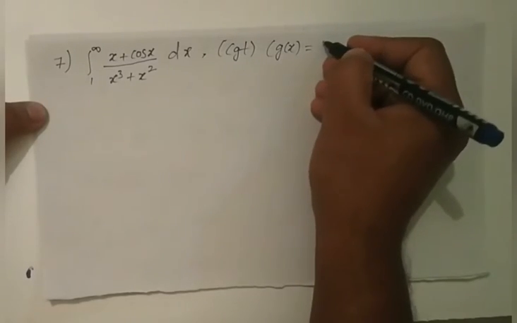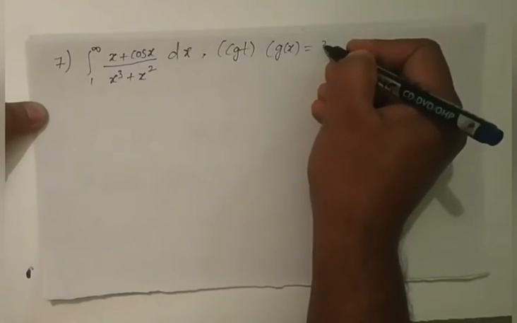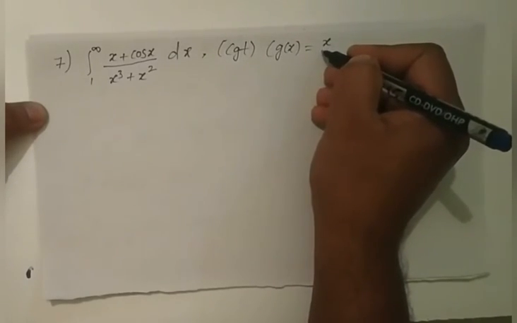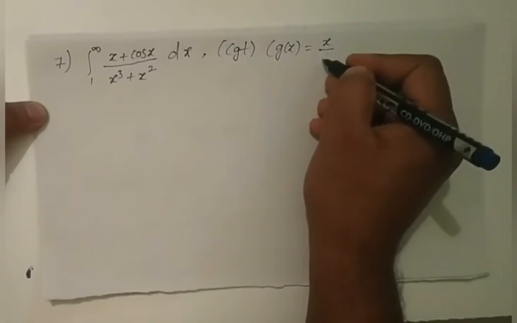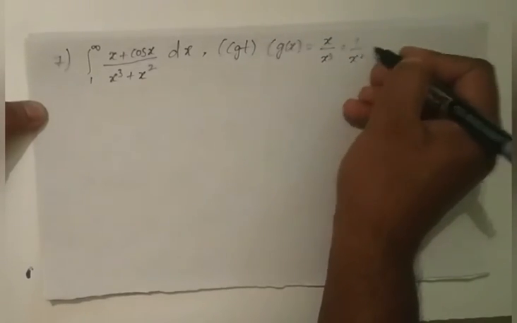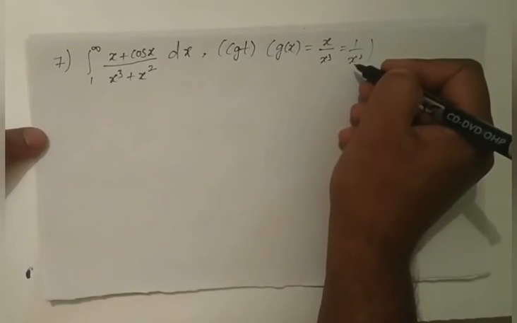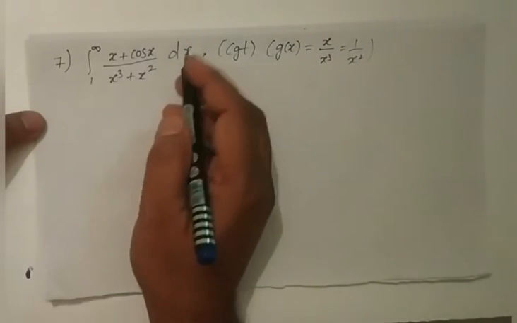So here the highest power of x in numerator is x, because cos x always lies between minus 1 and 1, or cos x is less than or equal to 1. Okay, clear? X. Now what is the highest power of x in denominator? X cube, so g of x is 1 by x square. Cos x is always less than or equal to 1.